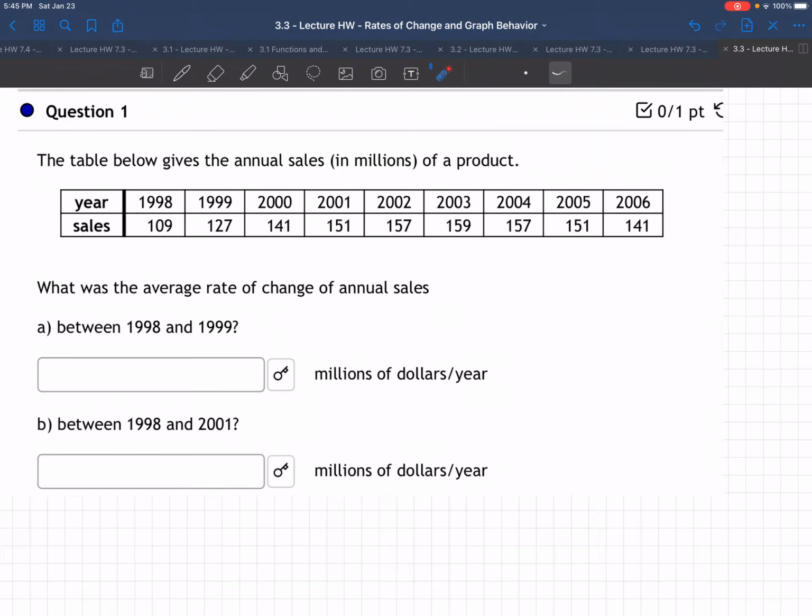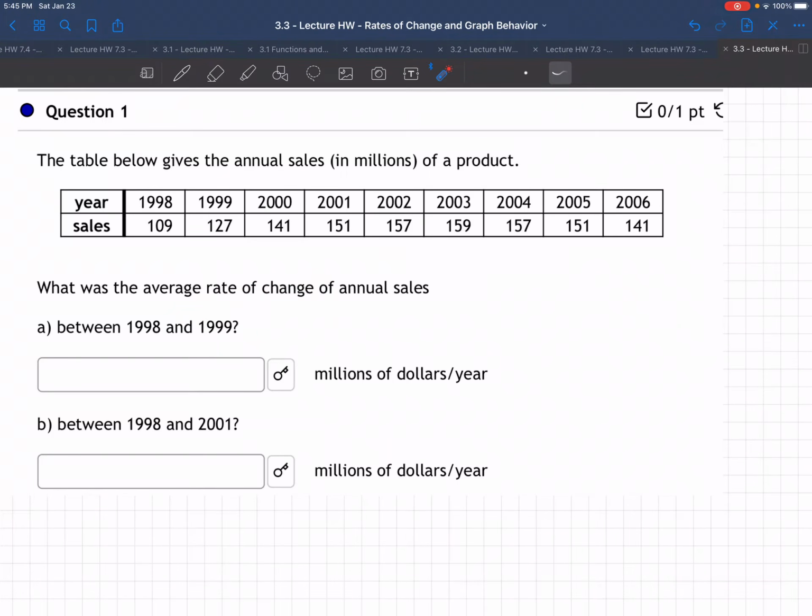Welcome to an example in which we're trying to figure out the average rate of change of annual sales. So here we have this table that shows the different years. In 1998, the sales were 109 million of some kind of product. In 1999, it was 127 million. In 2000, it looks like the sales are going up, and then they dropped off in 2006. Actually, in 2005 and 2006, sales were going up to that point, and then they started going down. So yeah, up and then down.